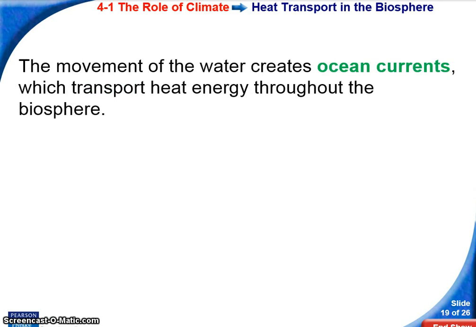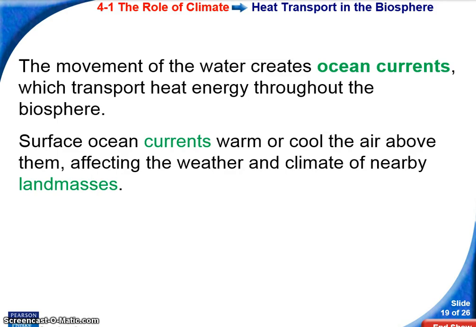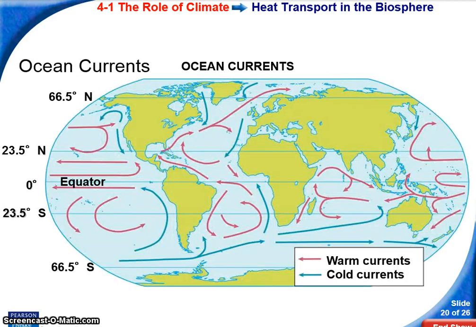The movement of this water creates ocean currents, which transport heat energy throughout the biosphere. Surface ocean currents warm or cool the air above them, affecting the weather and climate of nearby land masses. That's what helps warm things. So if we look at this picture, you've got the warm currents in the red, and they move around the different parts. And then you've got the cold currents that generally move in the opposite direction of the warm currents. So everything's being moved around. Cold water is going to be moving towards warm water, and the warm water moves back around towards the cold water.